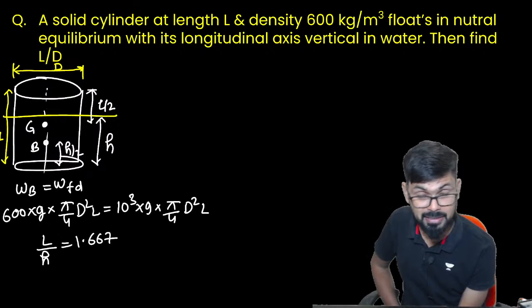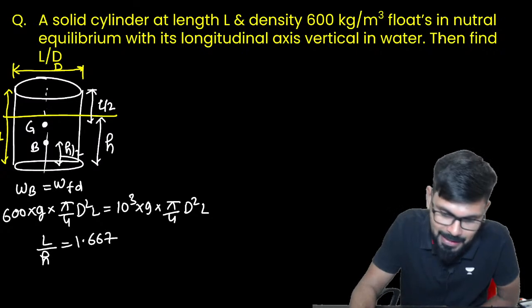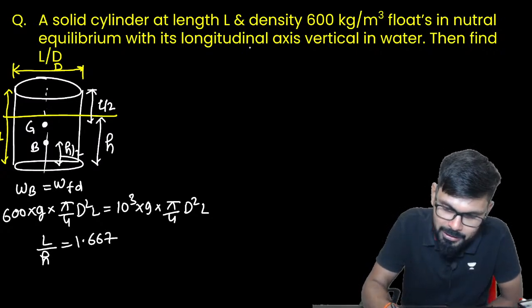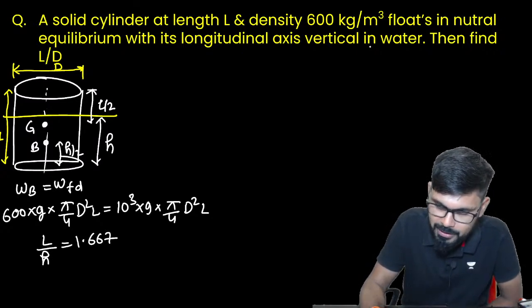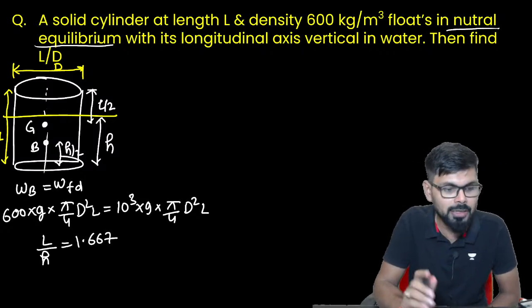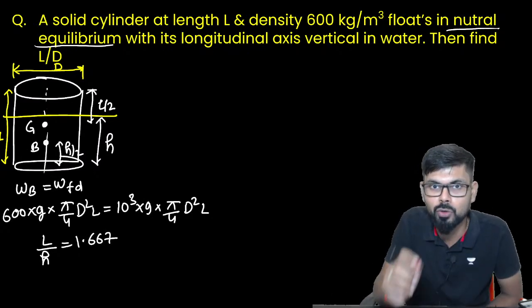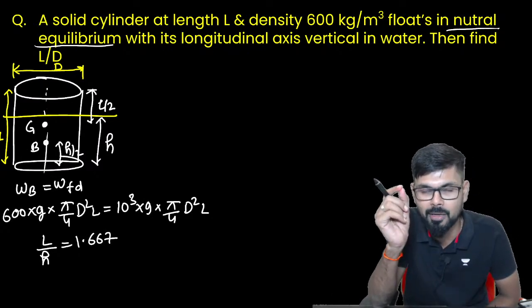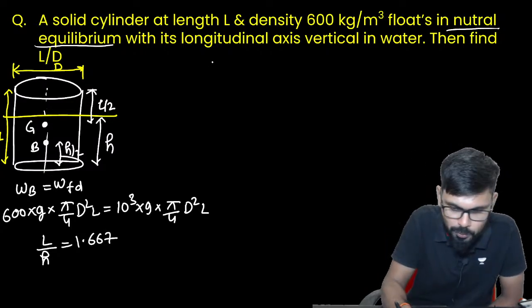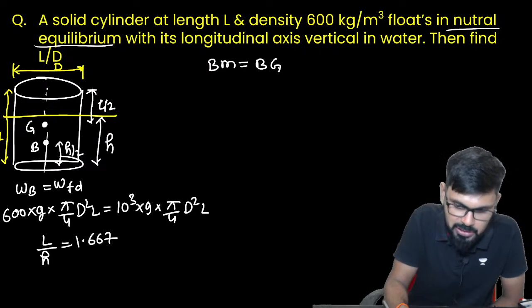Now please listen here carefully. What are they asking? They are asking for neutral equilibrium. So for neutral equilibrium we already know that BM is equal to BG. Then only the metacentric height value will come 0. So basically the condition is BM equals BG.